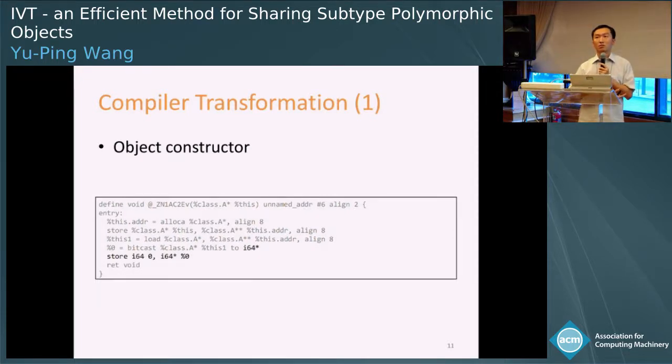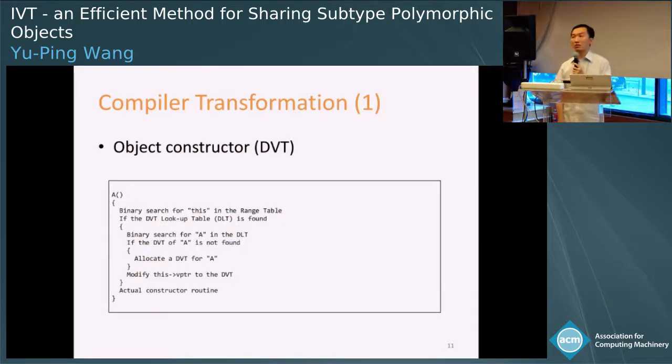As we can see, this operation doesn't introduce overhead at all. It shouldn't, if it doesn't improve the performance. As a contrast, in the previous DVT technique, this is the pseudocode, and before the actual construction routine, they have to do a binary search, doing lookup tables, something like that. So they introduce overhead to the object construction procedure.